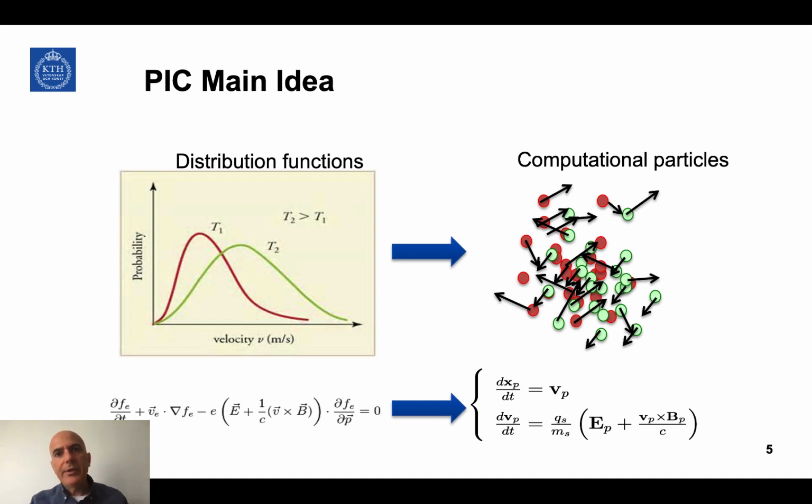So we start from distribution functions, so it's a kinetic approach. We sample the distribution function randomly with the computational particles, right? So we have a discrete representation of the distribution function using particles. Then we solve the equation of motion, we solve the trajectory of these particles in time. At any time in our simulation, we can go back to the reconstructed distribution function.